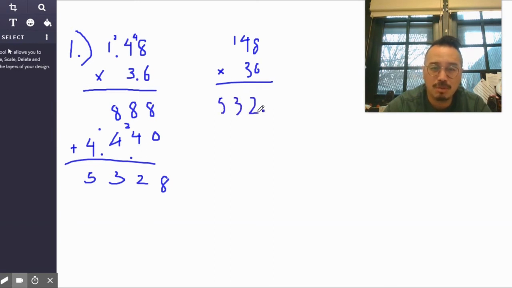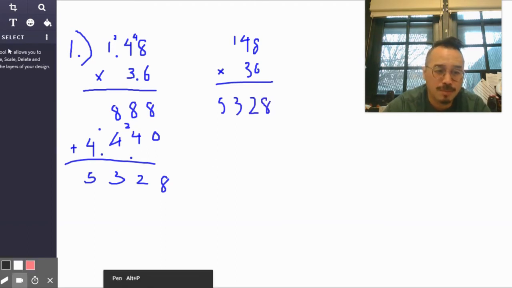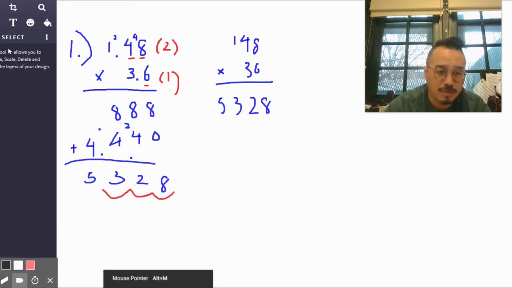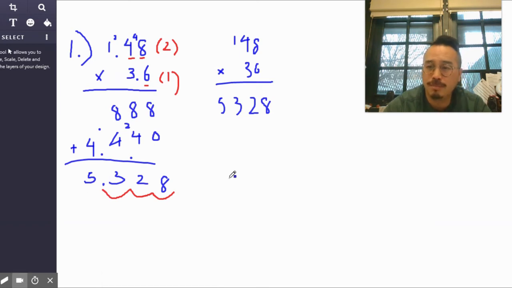But that's not what the question says, right? Because it's actually 1.48 times 3.6. So what do you do? You count decimal places. So how many decimal places are there? 1, 2, right? So in other words, how many places behind the decimal point there are? That's 2. Here you got 1, right? So total in all, you're gonna move 3 decimal places. So 1, 2, 3. That's it. So there's your answer, 5.328. Okay. All right. Let's do number 2 on the side here.